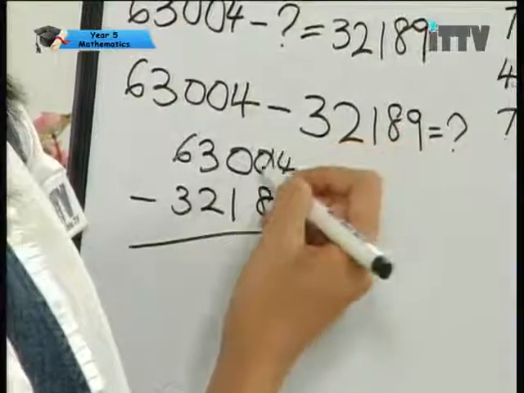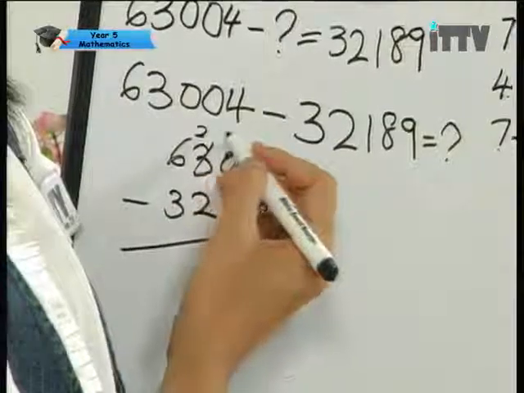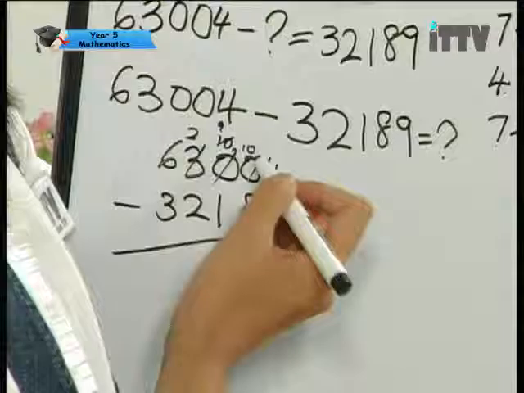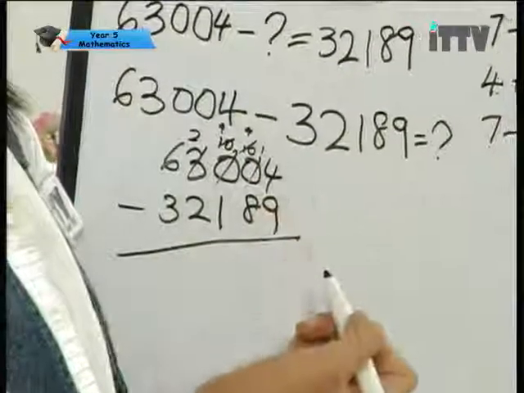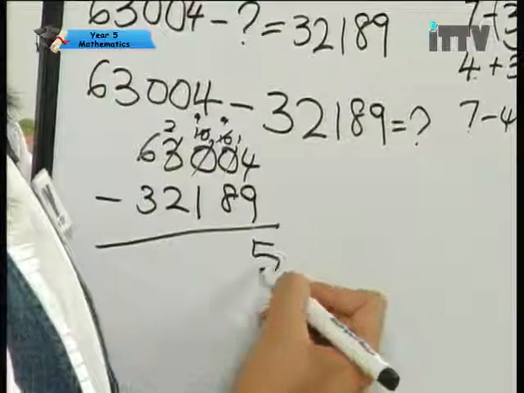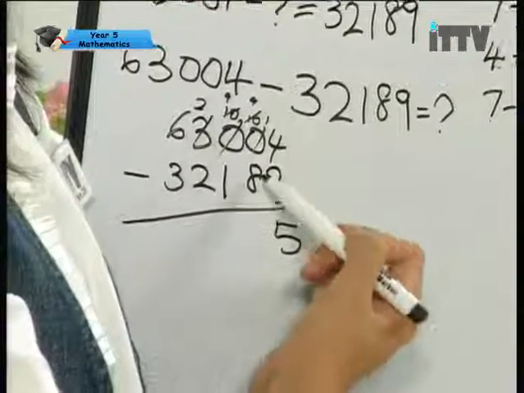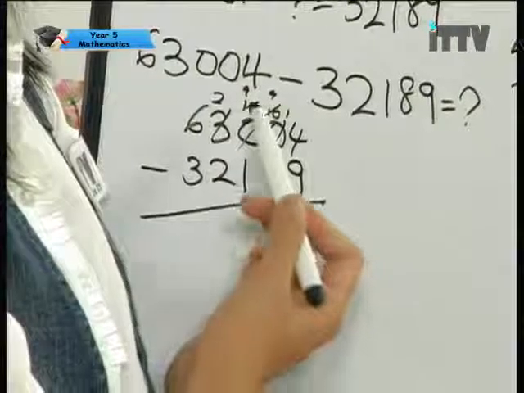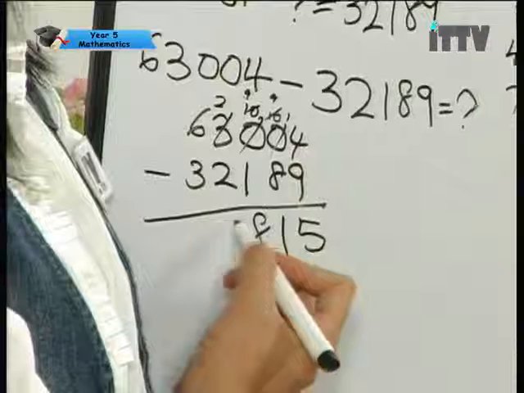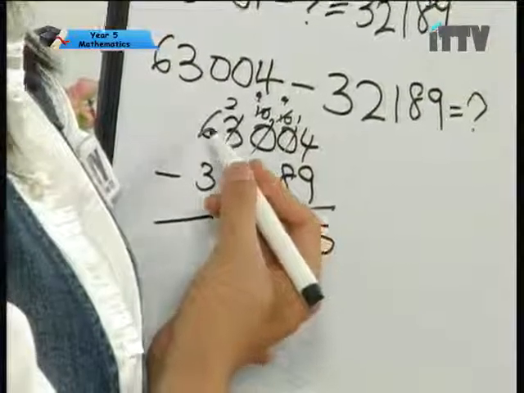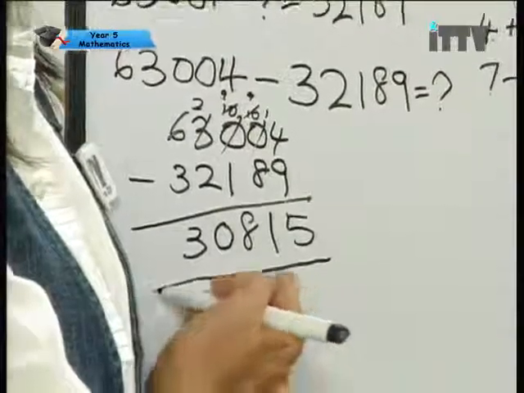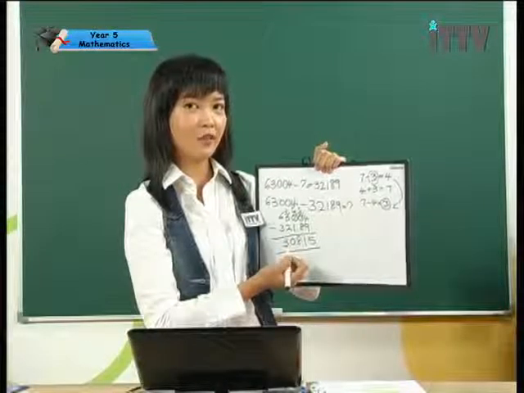4 and 9. Oops, it's not enough. 2, 10. 9, 10. 9, 1. Okay, 14 minus 9 gives us 5. 9 minus 8 gives us 1. 9 minus 1 gives us 8. 2 minus 2 gives us 0. And 6 minus 3 gives us 3. Now, this is the answer that we have gotten.